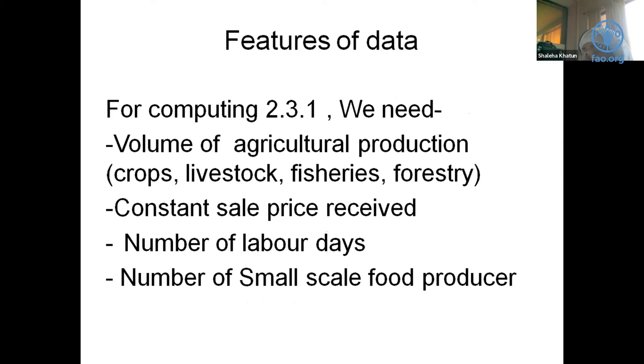For computing 2.3.1, we need volume of agricultural production, that is from crops, livestock, fisheries, and forestry, and constant sale price, number of labor days, and number of small scale food producers. We see that there are three criteria for computing small scale food producers.